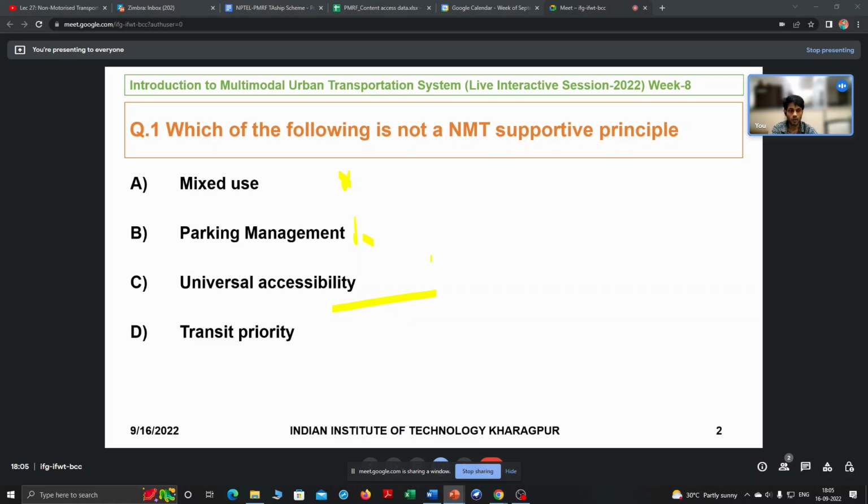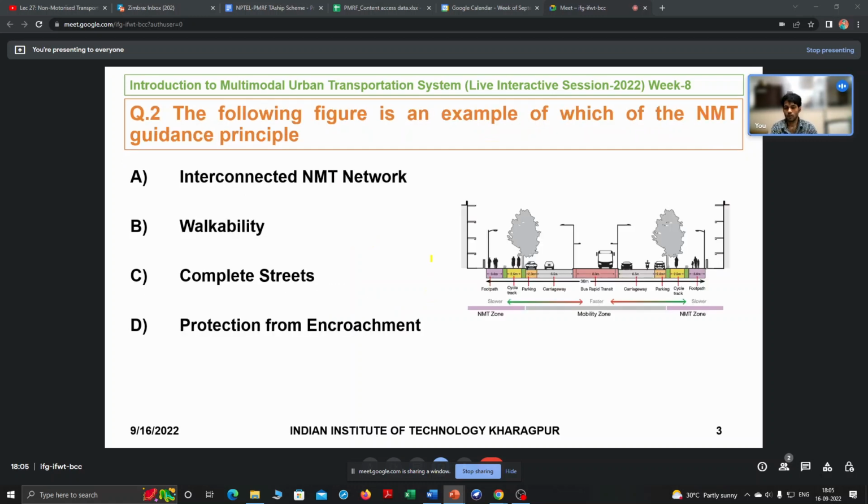Now we can go to the next question. There is a picture that has been given. The question is, it is an example of which NMT guidance principle. We have 10 NMT guidance principles. So this picture depicts which form of the NMT guidance principle. Is it showing an interconnected NMT road network? What is the interconnected NMT road network? It's a continuous road network. It should not be discontinuous, right? That's called interconnected.